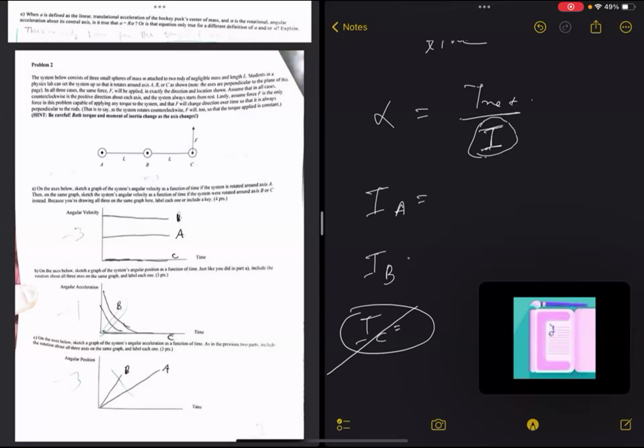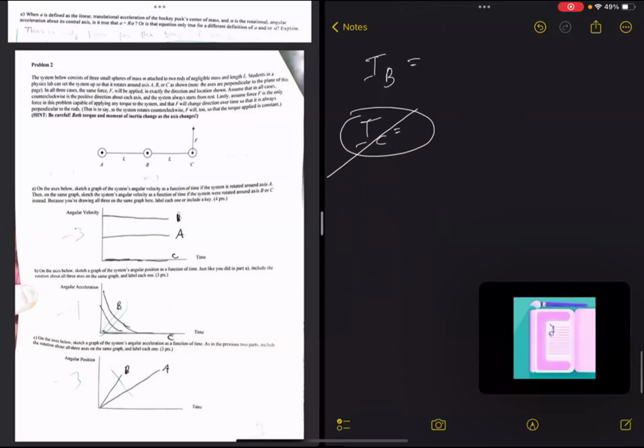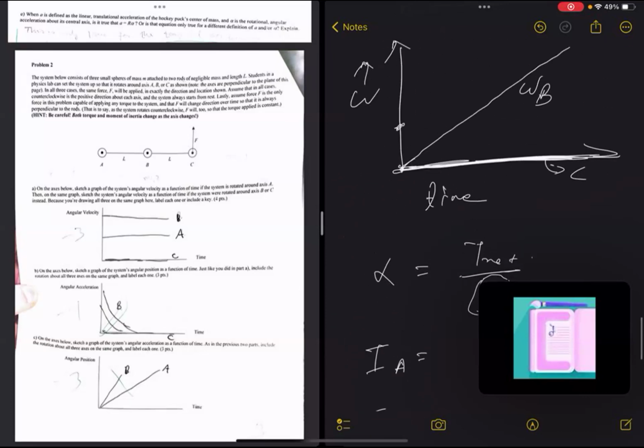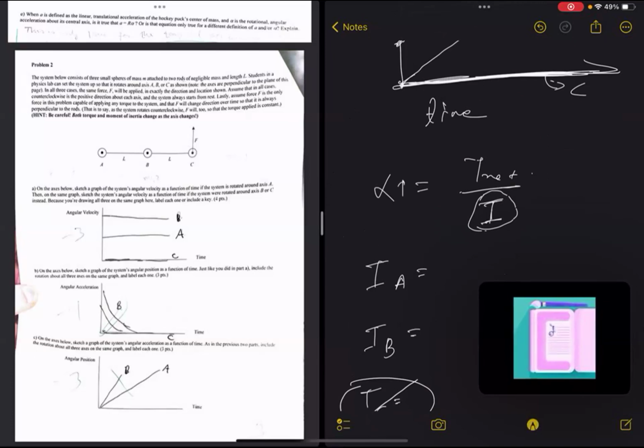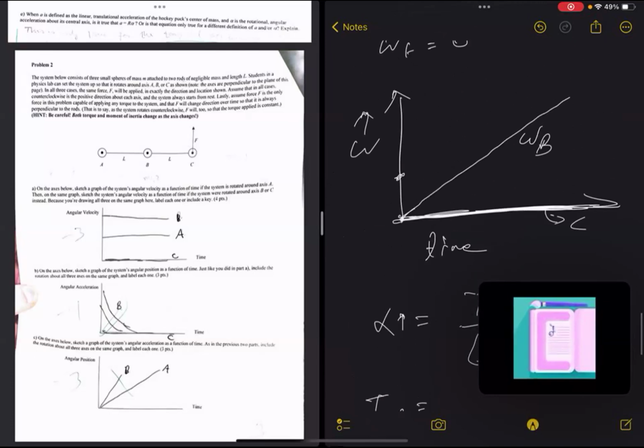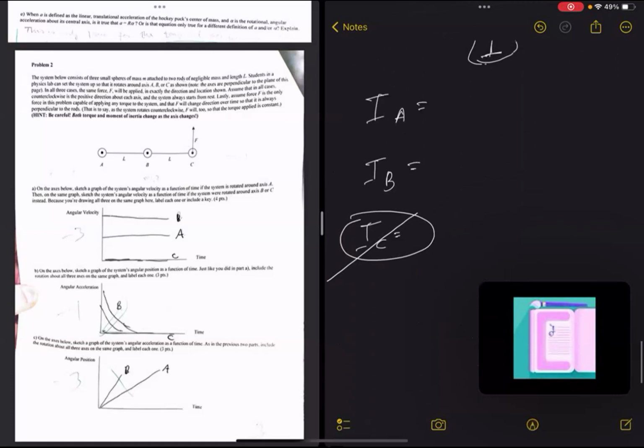Just find IA and IB, and the torque will also be different in each of the cases. So torque net by IA, torque net by IB, in each of the cases. Then you will get an idea whose slope is higher, whose alpha is higher, and then you will draw a line like this, right? Will that go up or will that go down? Is that making sense?